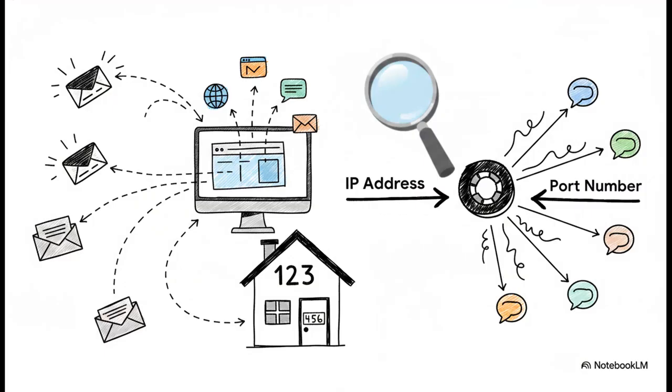Okay, so here's a crucial piece of the puzzle. It's not enough to get data to the right computer, you have to get it to the right application on that computer. How does that happen? With a socket address. It basically combines the computer's IP address, its street address, with a specific port number, the apartment number. This is the secret sauce. It's how your computer can be browsing the web, receiving email, and video chatting all at the exact same time without getting all the messages mixed up.